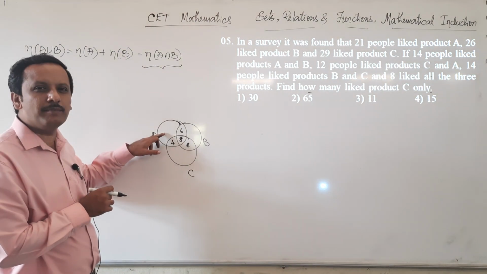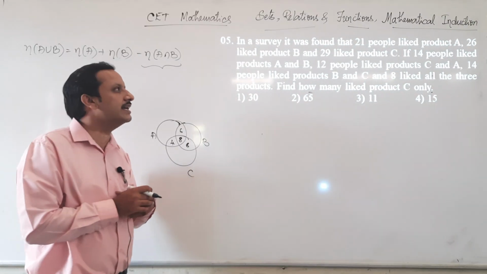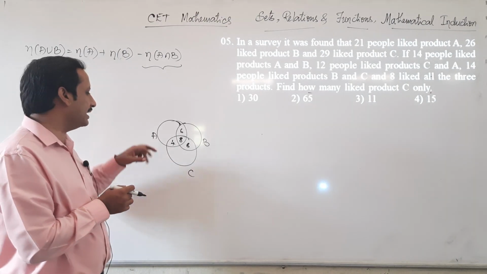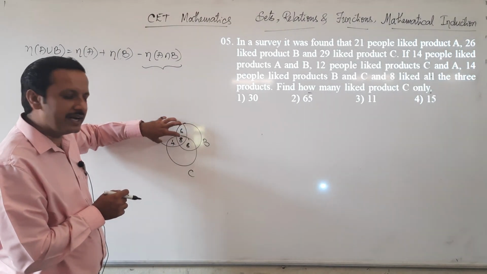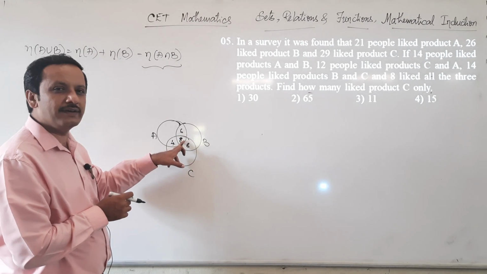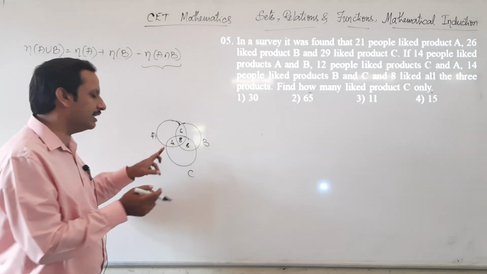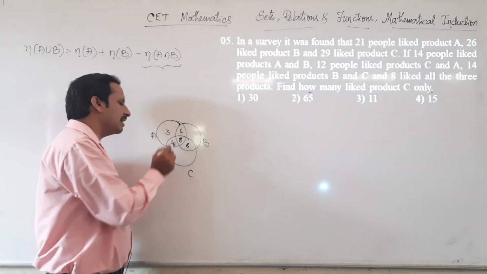21 people liked product A. Look at the first sentence there. Altogether it should be 21. So here 6 plus 8, 14, plus 4, 18. Total should be 21, so the remaining are 3.